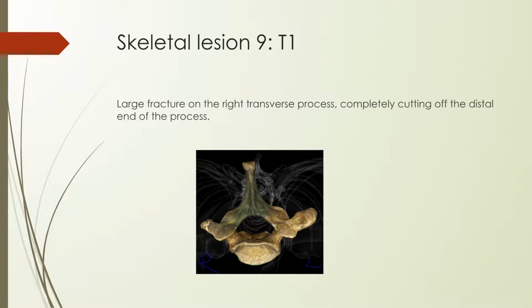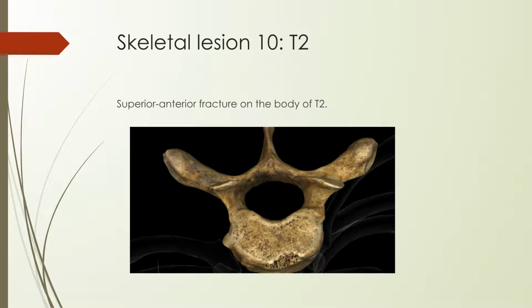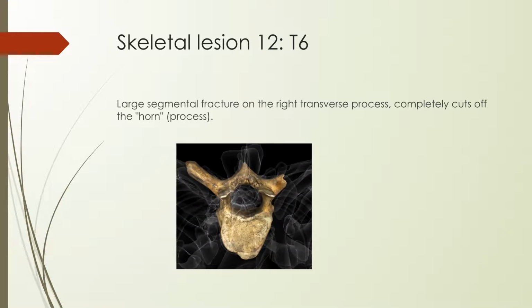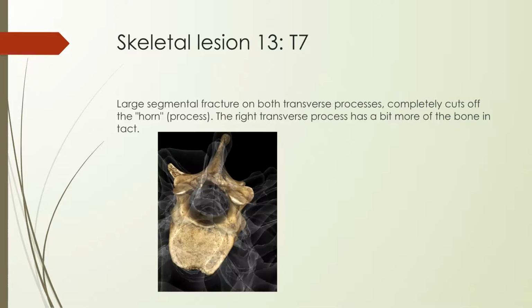T1 has a large fracture on the right transverse process, completely cutting off the distal end of the process. T2 has a superior anterior fracture on the body of the T2. T3 has a large segmental fracture on the right transverse process, which completely cuts off the horn. In T6, the large segmental fracture on the right transverse process completely cuts off the horn there.